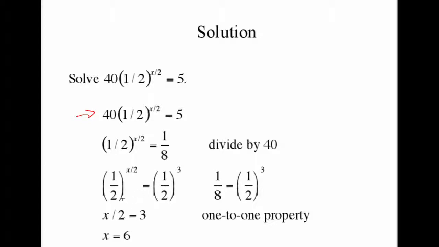And the reason we want to do that is because once we do that, we have exponential expressions on each side of the equation, both with base 1/2. And once we have that set up, we can use our one-to-one property to take the exponents of the two and set them equal to each other. So x over 2 equals 3, which is a very simple solve, x equals 6.